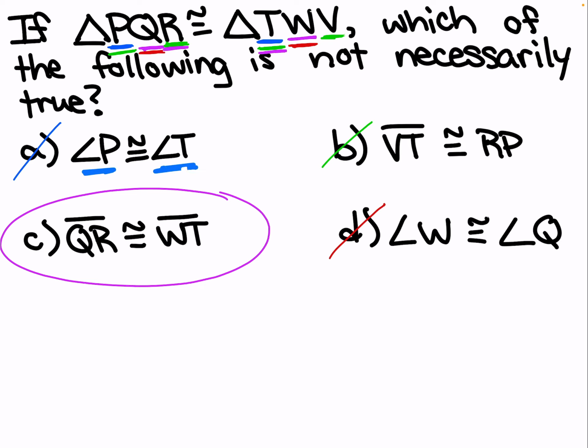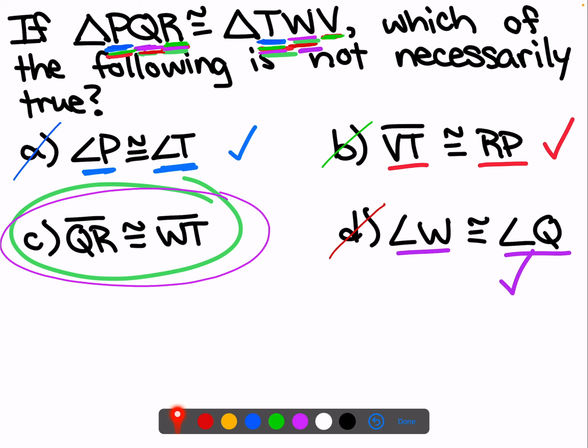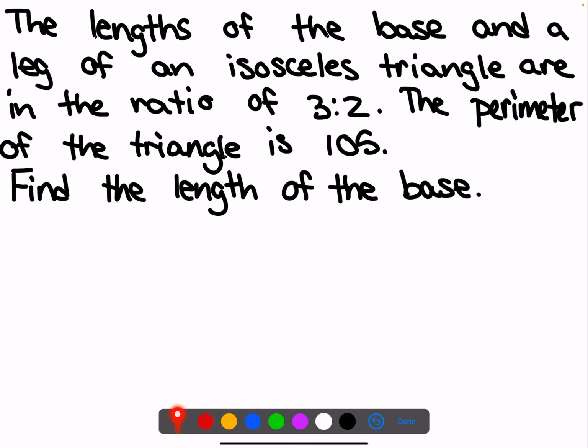All right. And here it is, just going through it once again. There we go. The lengths of the base and a leg of an isosceles triangle are in the ratio 3:2. The perimeter of the triangle is 105. Find the length of the base. So this is our last problem. We're going to start by drawing an isosceles triangle. And they tell me that the ratio of the base to the leg is 3:2.